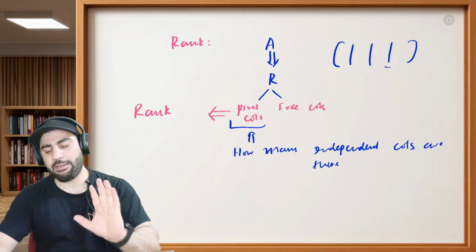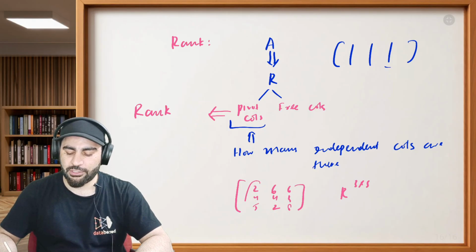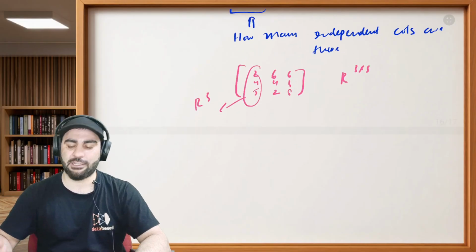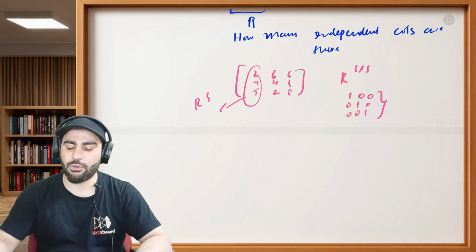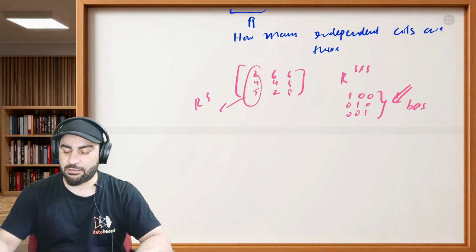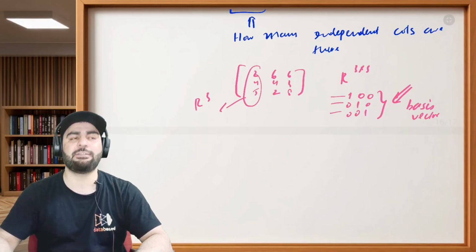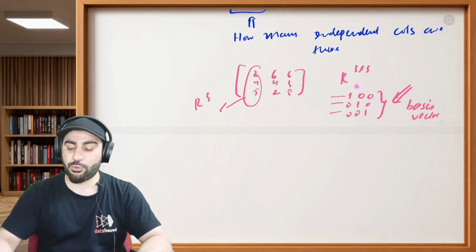So if you have a defined rank of a matrix, what will it tell you? Suppose this matrix is in R3, say 2 4 5, 6 4 2 and 6 3 8, something of this sort. This belongs to R3 cross 3, so each of the vectors belongs to R3. Now, the basis vectors will be 1 0 0, 0 1 0 and 0 0 1. You at least need these three vectors to span the whole space. If you have to reach all the vectors, you should have these basis vectors.